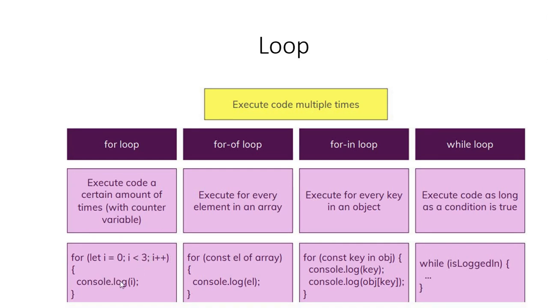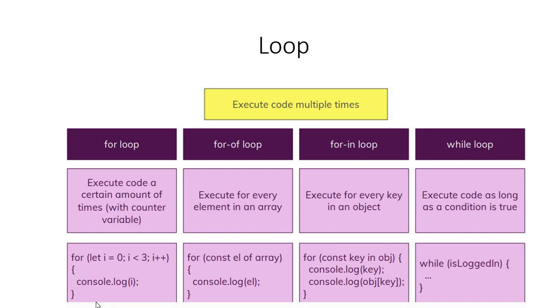Then it goes back up again. Now i has 2. 2 is less than 3. So what is printed in the console log? 2. Similarly, it goes back again and i is 3. 3 is less than 3? No, 3 is not less than 3. It is equal. So console log will not be printed. So the loop will be terminated here, and any statement or code that is outside the loop will be executed.